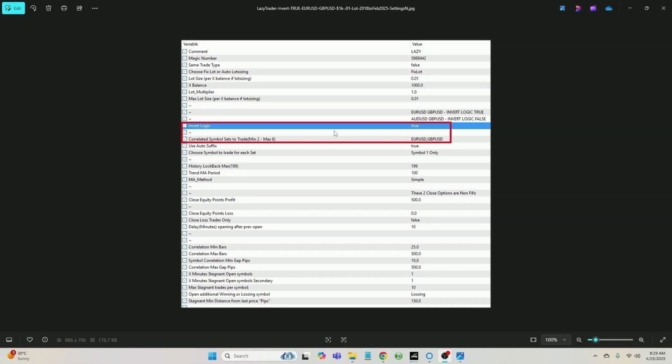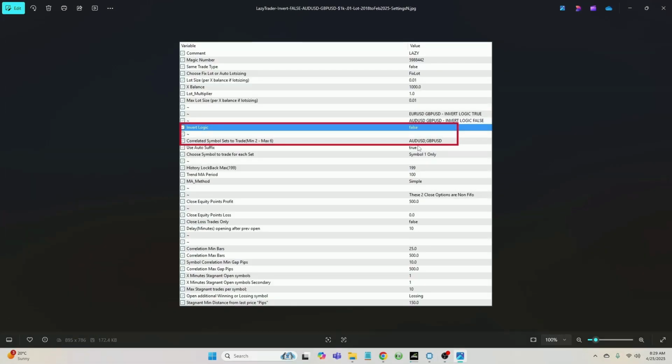Now, we do have another setting that we are encouraging you to trade with, and that is this one right here, the Australian USD, British Pound USD. You have to make sure there's a comma between the two if you change it to this. Now, invert logic on this one is actually false, so we're going to be trading in the opposite direction of the mean. So it's kind of like a trending situation. The Australian dollar is going to be trending either up or down and away from the British pound when it's 25 bars on either side of the SMA moving average.